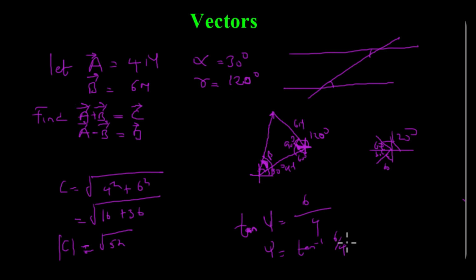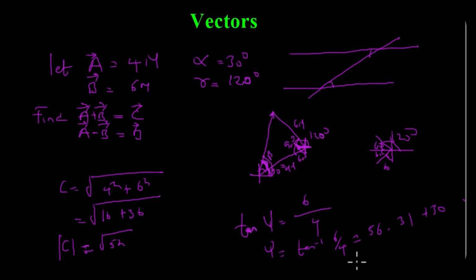So 6 over 4, tan inverse, let's do that using our calculator. Tan inverse of 6 over 4 will give us 56.31. So remember what we said, we're going to add it to this initial 30, so plus 30.